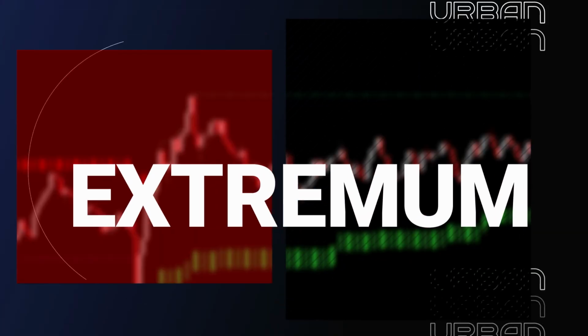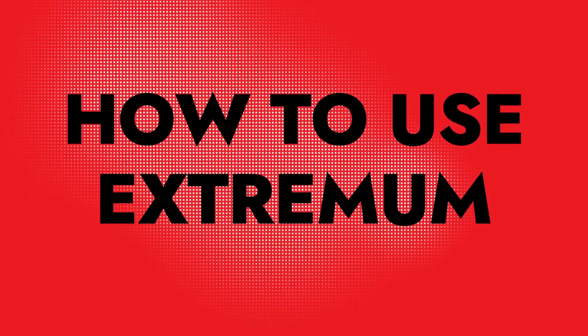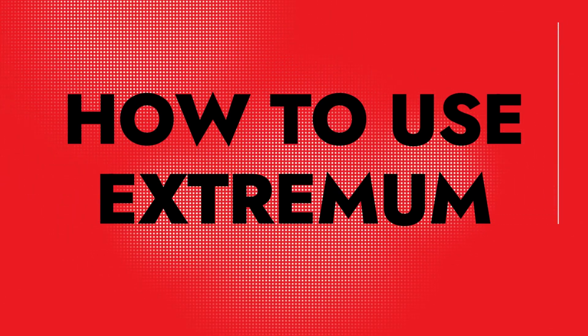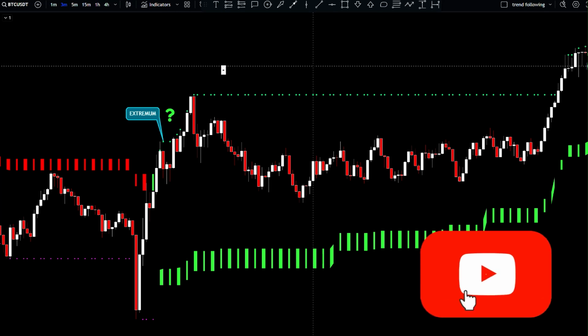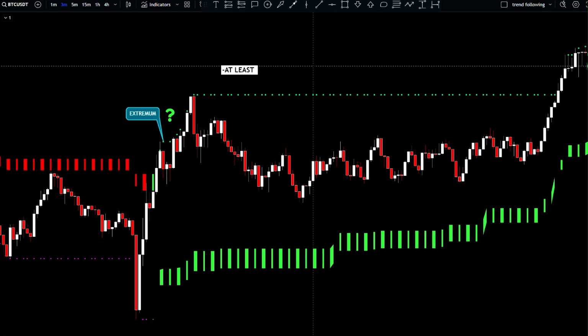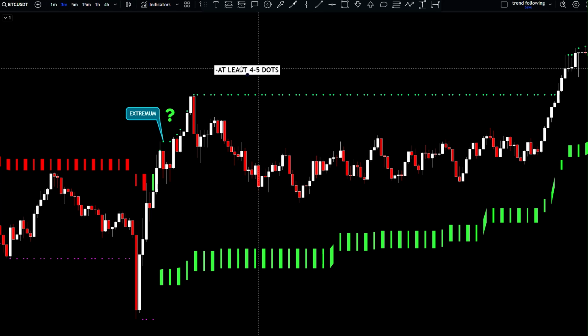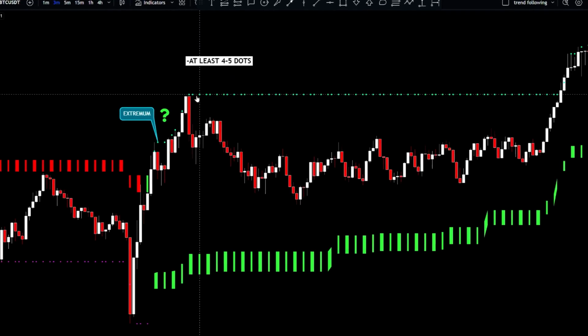So now let's talk about these extremum dots, what they actually mean and how we use them. Now if you just see 1 or 2 or even 3 dots pop up, they're not really telling us much in this strategy. We can kind of ignore those. But when you start seeing 4, maybe 5 or even more of these dots lining up, almost like they're forming a little line themselves, that's when we know we've got something interesting. We call that a valid extremum.